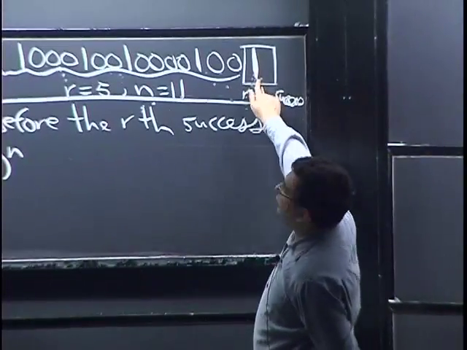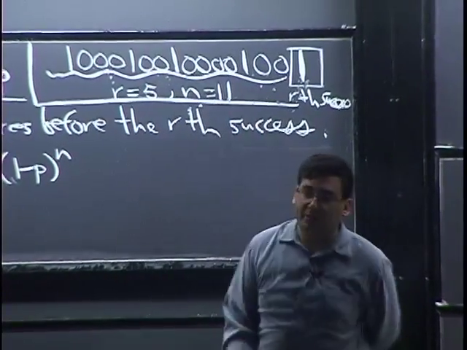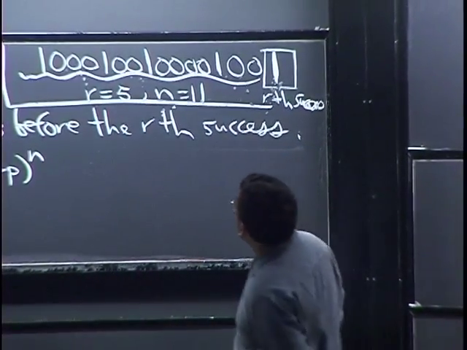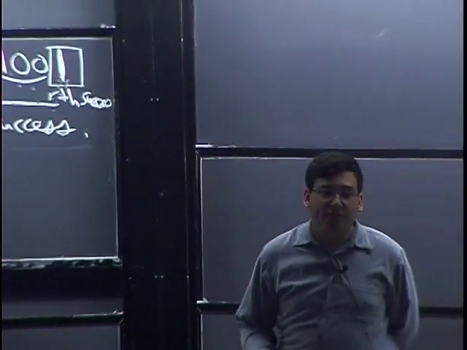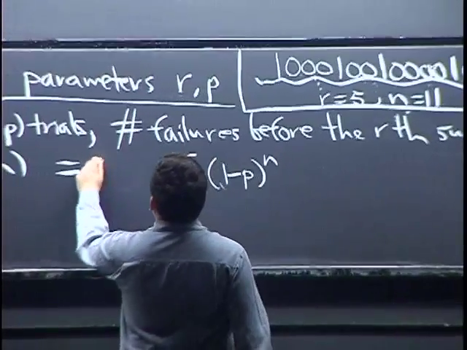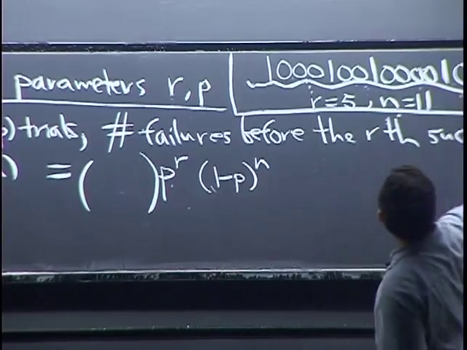Then we have to multiply by how many possible ways there are to rearrange it. This 1 has to stay here, but the terms before it could be in any order. So all we have to do is select the locations of the zeros, or equivalently select the locations of the ones. So how many terms are there before? Well, it's n plus r minus 1, just everything except the last one.